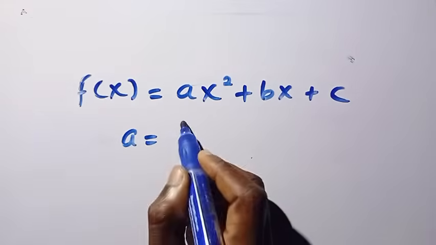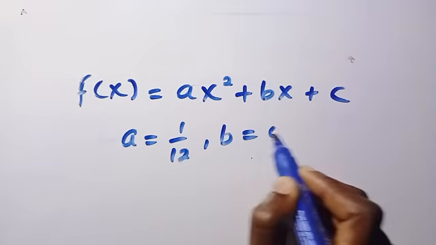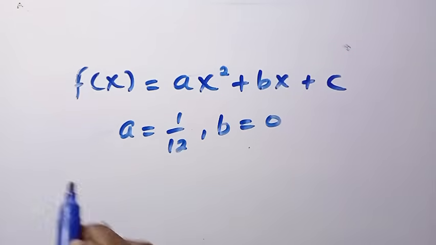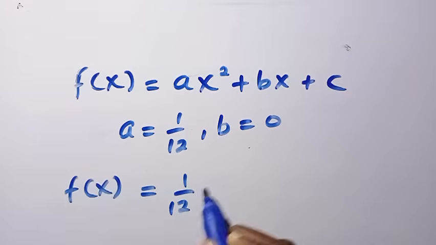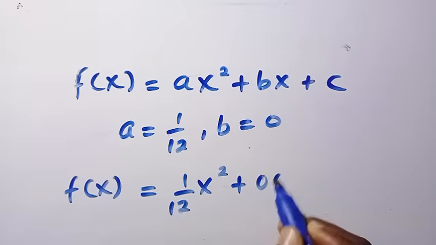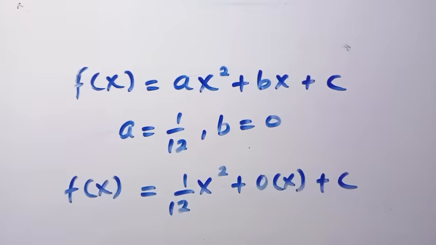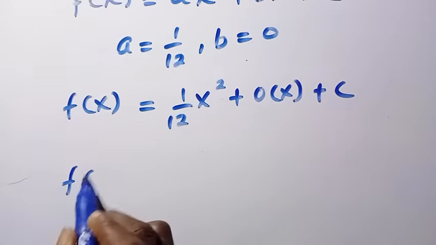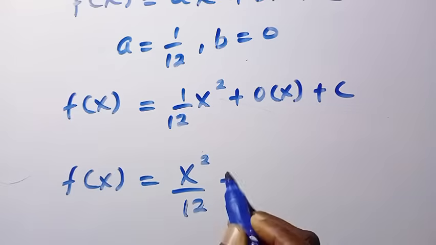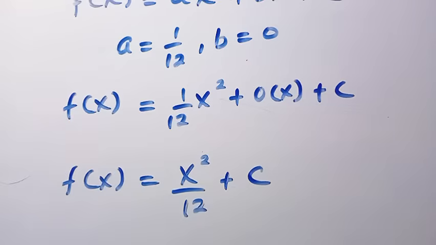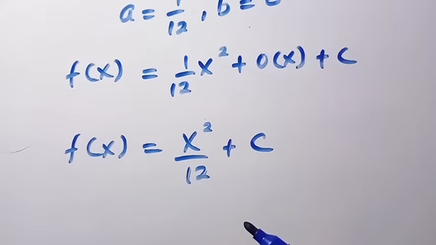But a here is 1 over 12 and b here equals 0. By replacing this, f(x) equals 1 divided by 12 times x squared plus 0 multiplied by x plus c. Here we have f(x) equals x squared over 12 plus c. So this is what we have for f(x). But what is the value of c here? c is any constant value.